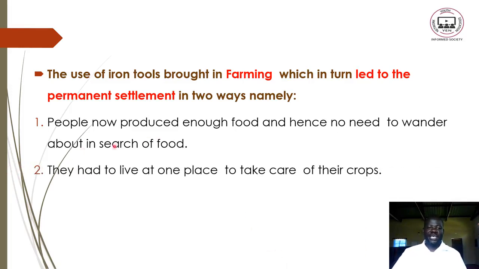Number two, they had to live at one place to take care of their crops. They had no reason to wander about or to move from one place to another, because they had grown the crops. With the tools, they were growing crops with good care, and they were waiting patiently for the harvest. So they had to live at one place for quite long to wait for the harvest. So here we are saying that tools therefore introduced farming, and that farming led to permanent settlement.